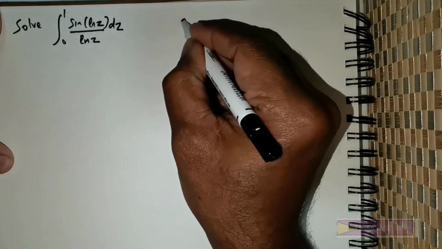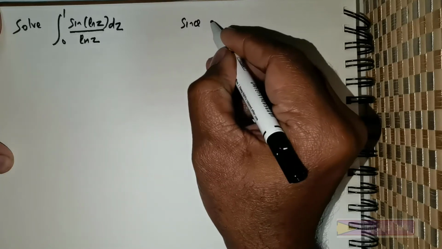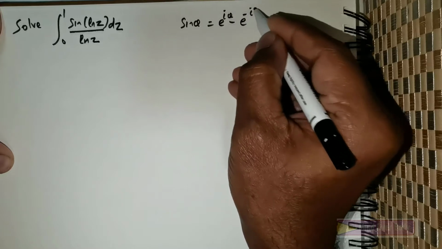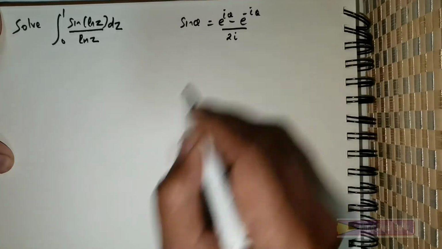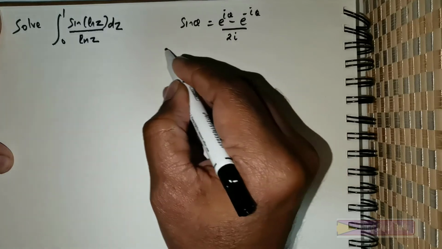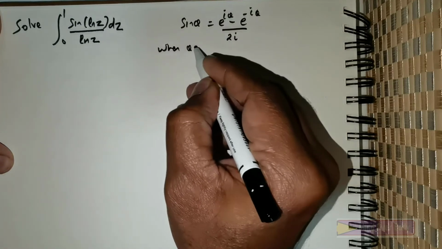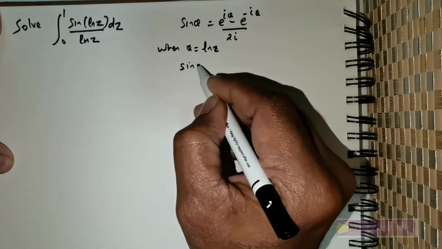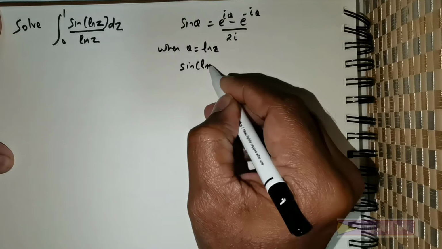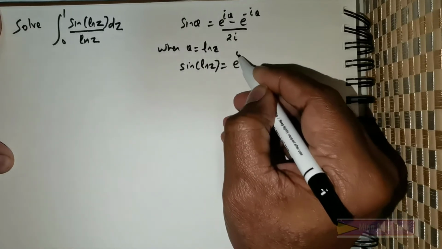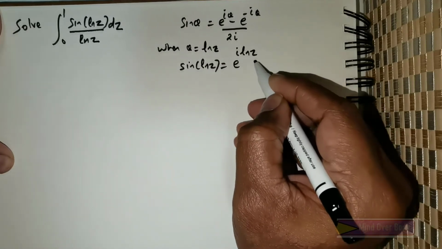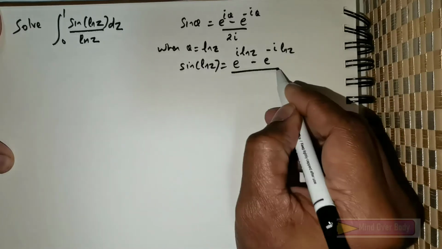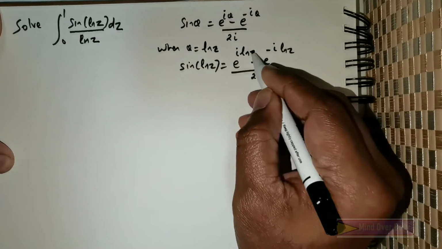Now we know that sine theta has an expression: e raised to the power i theta minus e raised to the power negative i theta, divided by 2 times i. When theta is equal to ln z, I can rewrite the expression as sine of ln z is equal to e raised to the power i times ln z minus e raised to the power negative i times ln z, divided by 2 times i.